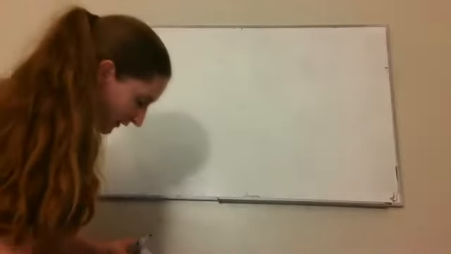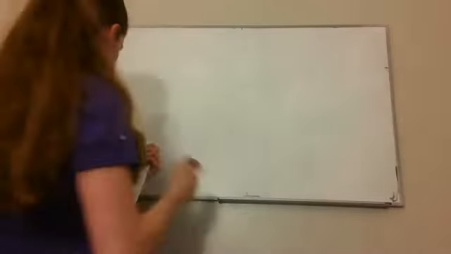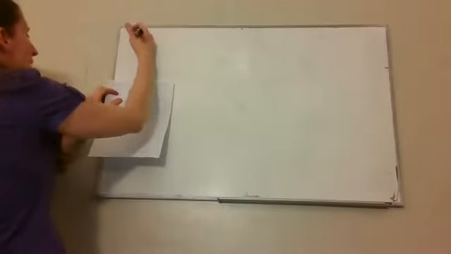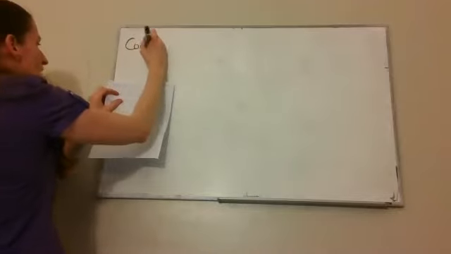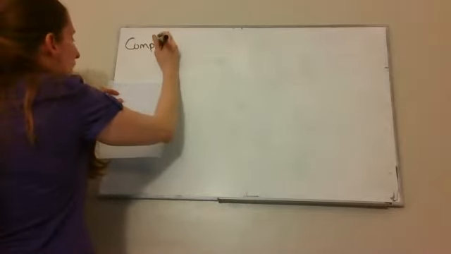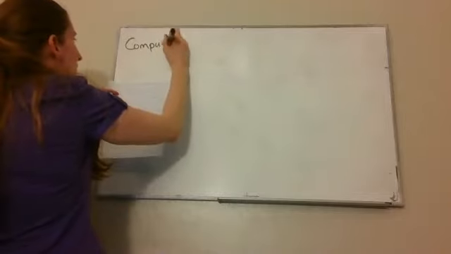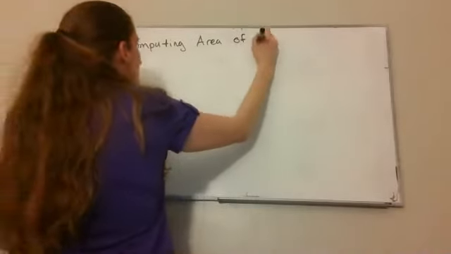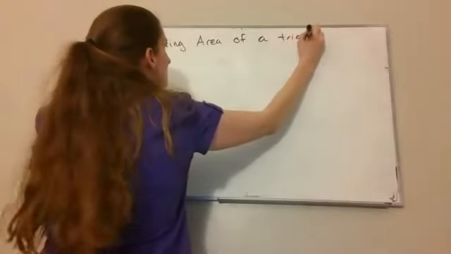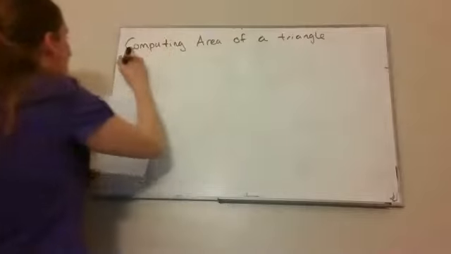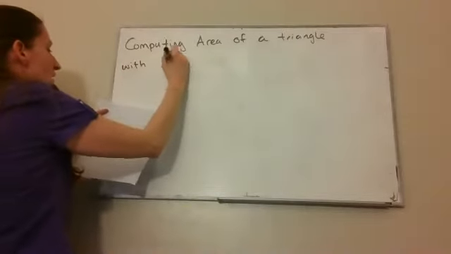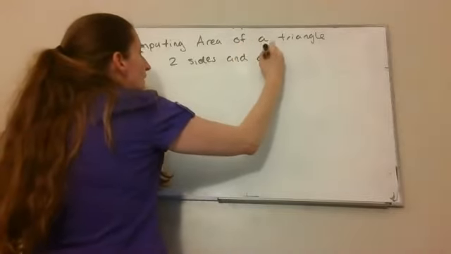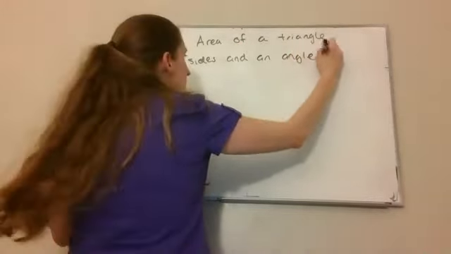Now, one of the last things that we can do using our law of sines, but manipulate it, is we can compute the area of a triangle using just two sides and an angle in between them. So computing area of a triangle with two sides and an angle between.